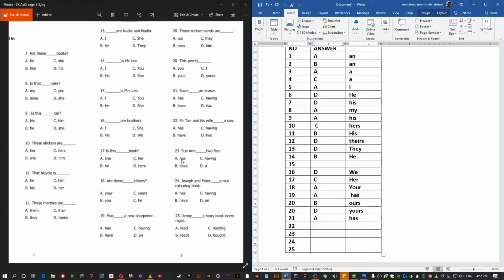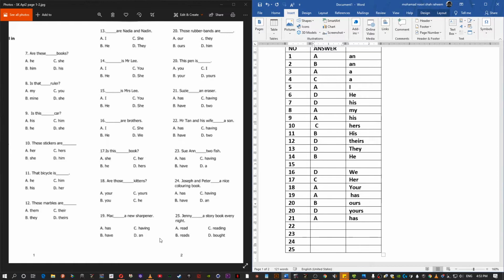Okay, so 22. Mr. Tan and his wife, something, a son. Mr. Tan and his wife have a son. Has a son, having a son, have a son, two son. Two a son, two son, no way. So, having is also alright because I taught before that if there is having, there must be is, are, am, was, were, will be and shall be. If there isn't, it's not right. Okay. So what is the answer?